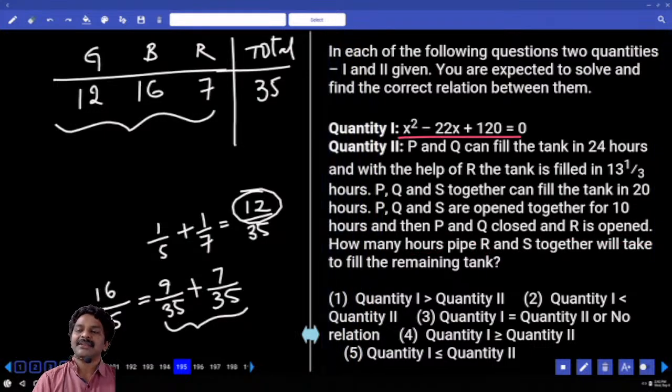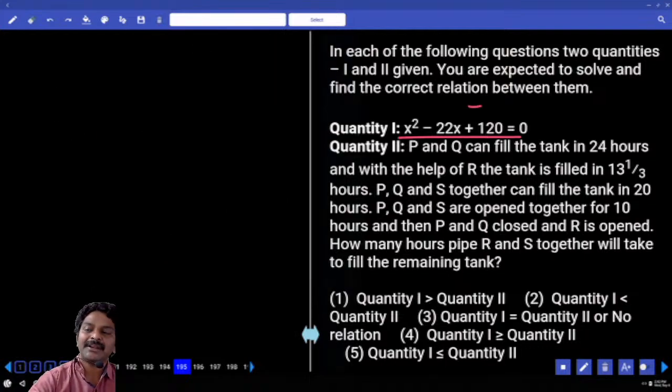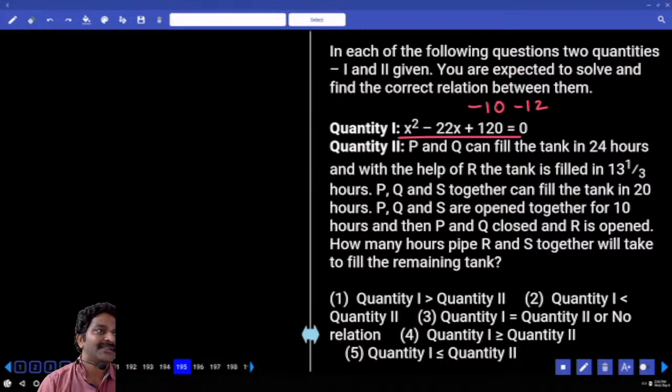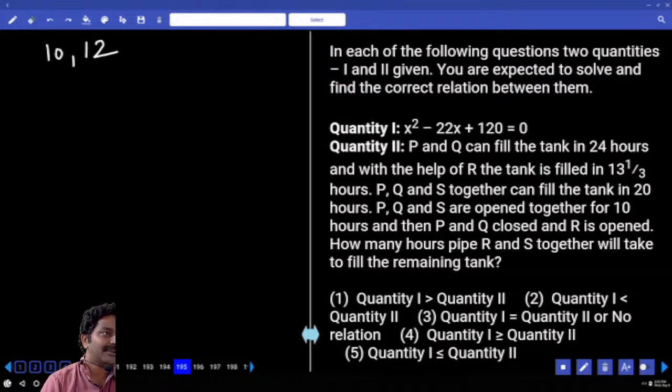X square minus 22x plus 120 is equal to 0. 120 can be written as the product of 10 and 12, right? Minus 10 minus 12 is the combination, then factors are plus 10 plus 12. So for Q1 how many values are we getting? 2 values, 10 and 12.